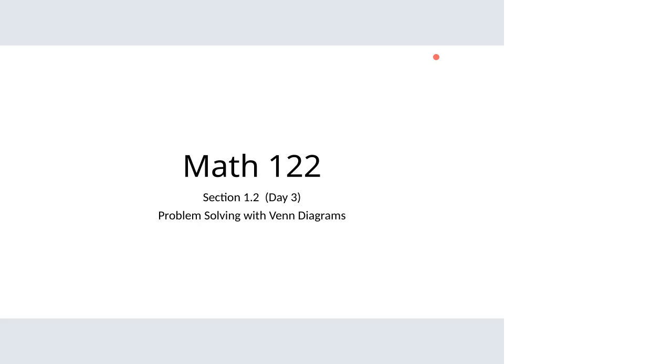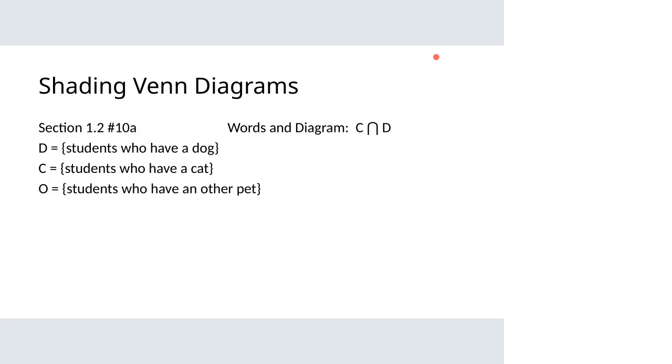We'll do fewer examples of shading and get to the word part earlier, and have the word part set us up for shading. But we'll see some of that here in this little review. So we're starting out looking at number 10, and this is part A.